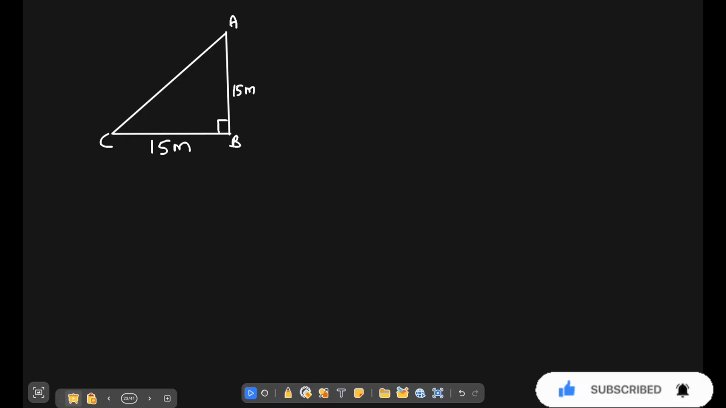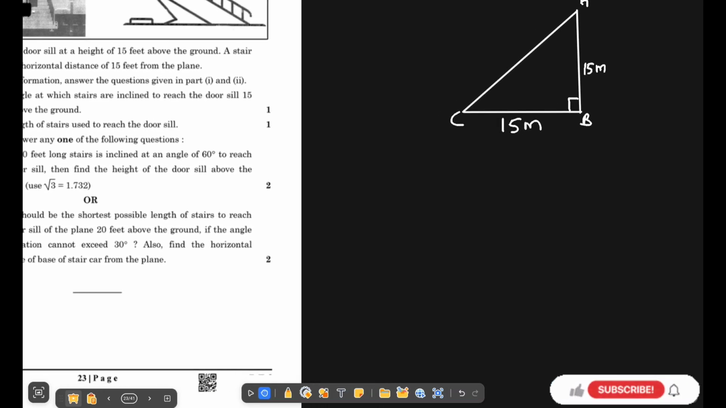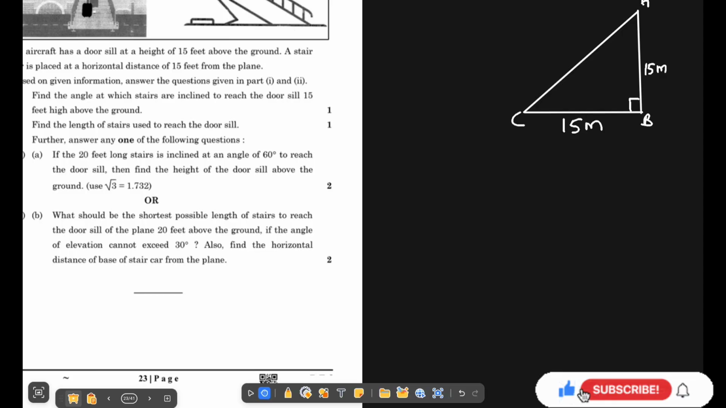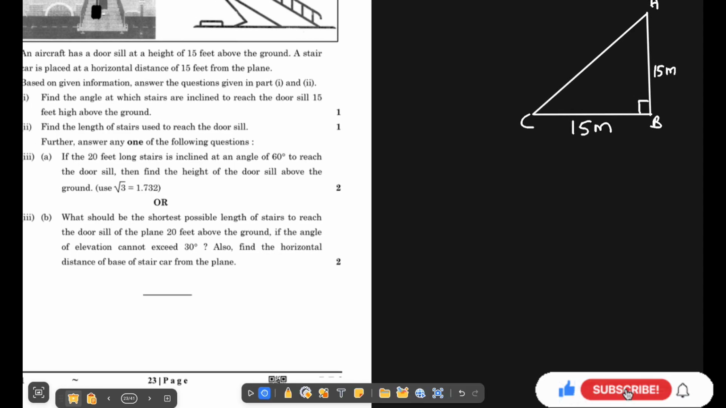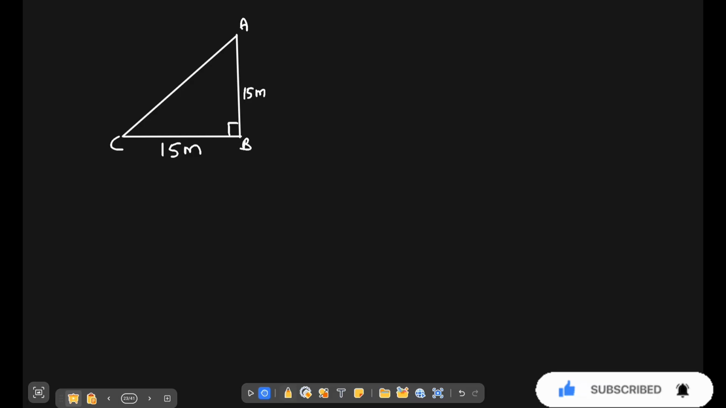So what is the question here? First question: find the angle at which the stair car is inclined to reach the door sill 15 feet above the ground. So we have to find this angle. So let's apply tan theta here. Tan theta is opposite side AB over adjacent side BC. So the theta value is what we have to find.